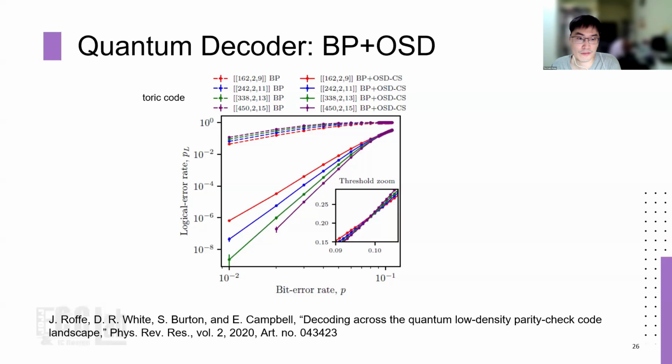So you can see from this figure, the performance can be improved significantly by OSD. The upper line is by BP, and the solid line is by BP plus OSD. So the performance gain is very large. But since the OSD requires sorting, matrix inversion, and a weighted greedy search, the complexity is much higher than BP.